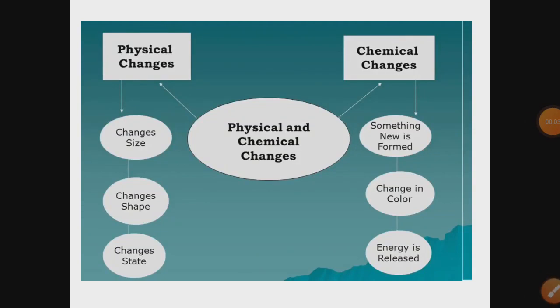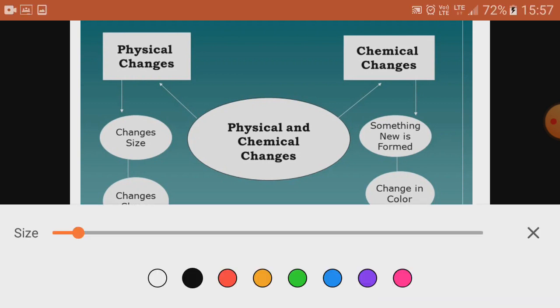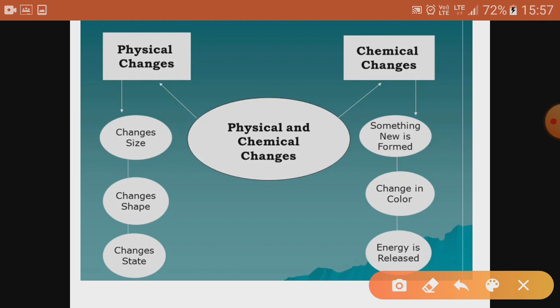Hello students, today we will study more about physical and chemical changes. As we have already discussed, in case of physical change there is always a change in size, shape and state, whereas in case of chemical changes something new is always formed. New products are always formed. There is a change in color and release of energy. So this is all about physical and chemical changes.